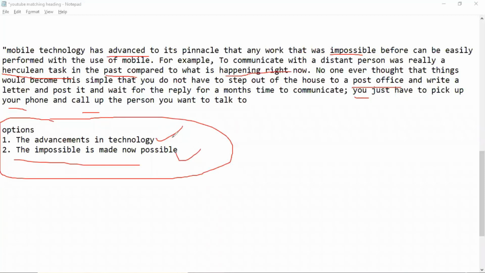So let's stick to the rules. The rule says read the first and the last line. The first line says mobile technology has advanced to its pinnacle that any work that was impossible before can be easily performed with the use of mobile. Well, it is matching advancements in technology and it is matching the impossible is made possible now. So how to do it in such cases?